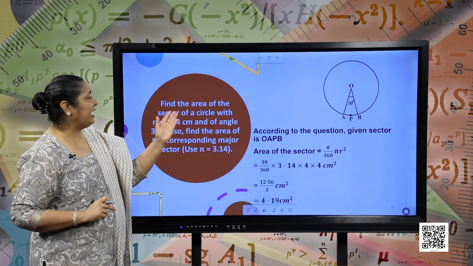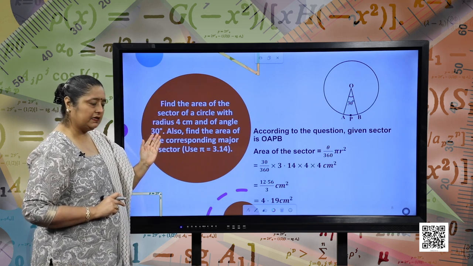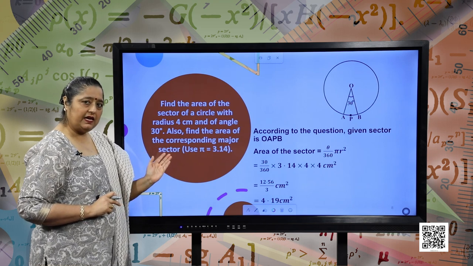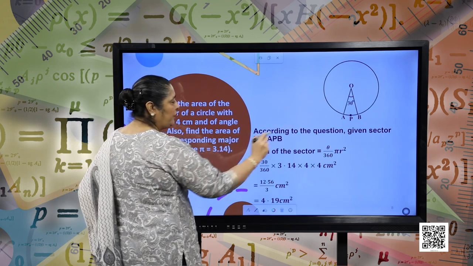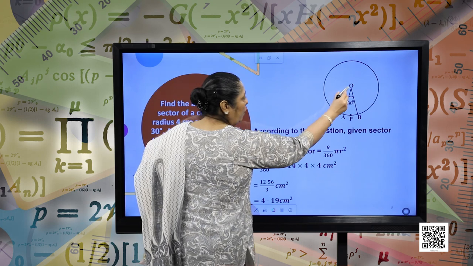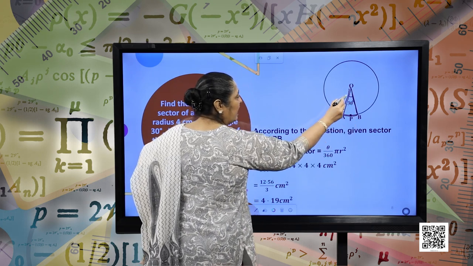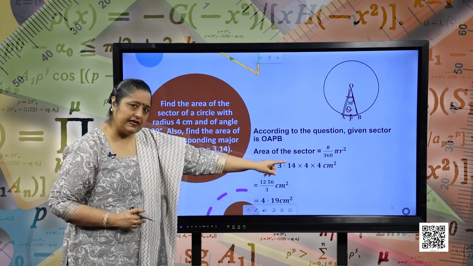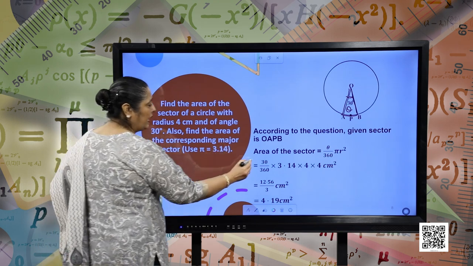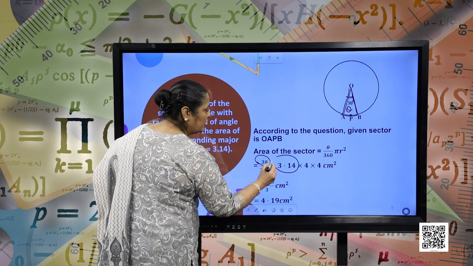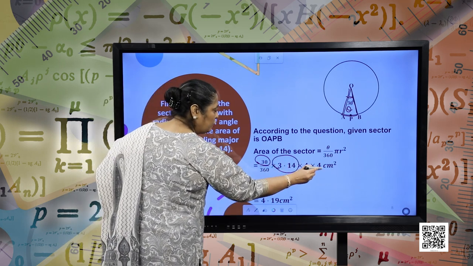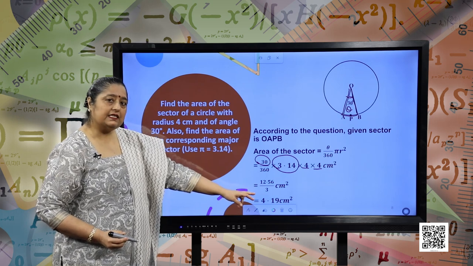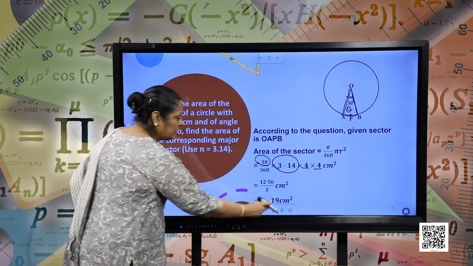Find the area of the sector of the circle with radius 4 centimeter and of angle 30 degree. Also, find the area of the corresponding major sector using pi as 3.14. According to the question, we are given a sector OAPB. This is the sector with angle theta as 30 degree. Then we know the area of the sector can be given as theta divided by 360 into pi r square. Substituting the value of theta as 30 degree, pi as 3.14 and radius as 4 into 4, after calculating we have 12.56 divided by 3 centimeter square. Simplifying again, we have 4.19 centimeter square.